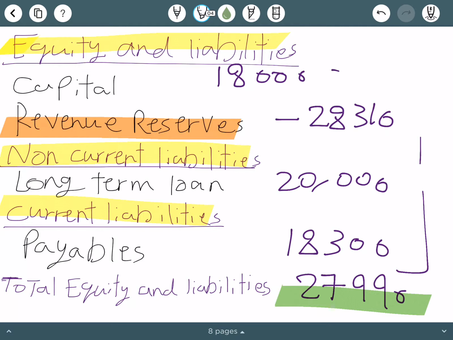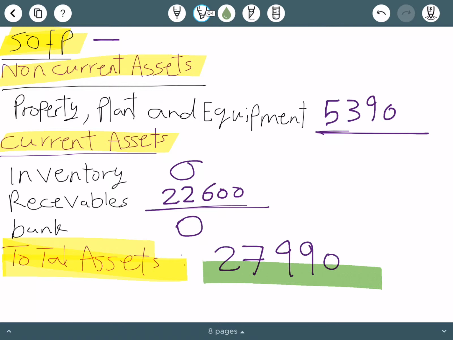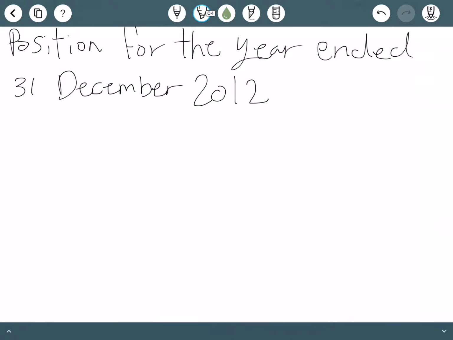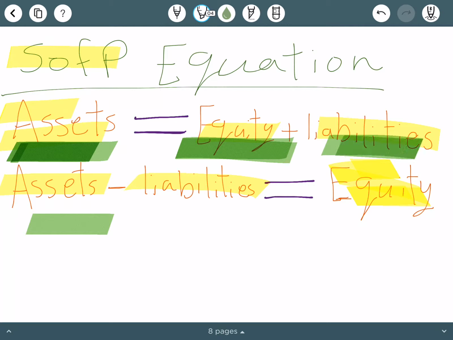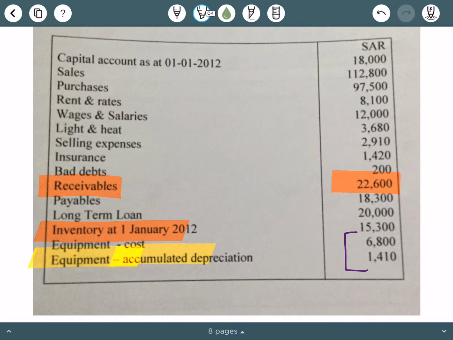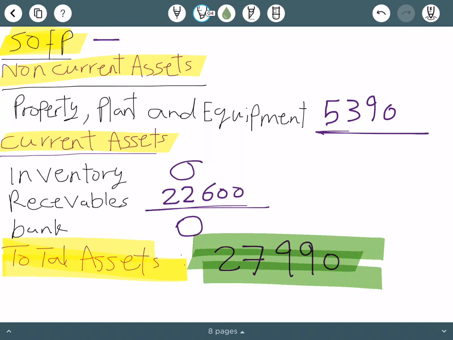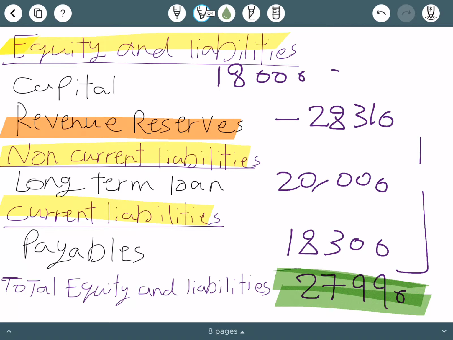A really important note is that the total equity and liability has to equal the total asset, as we've said here in the equation, which is the asset equal equity plus liability. So it has to equal. If it's not, you've done something wrong. And yeah, this is how to prepare a simple statement of financial position.